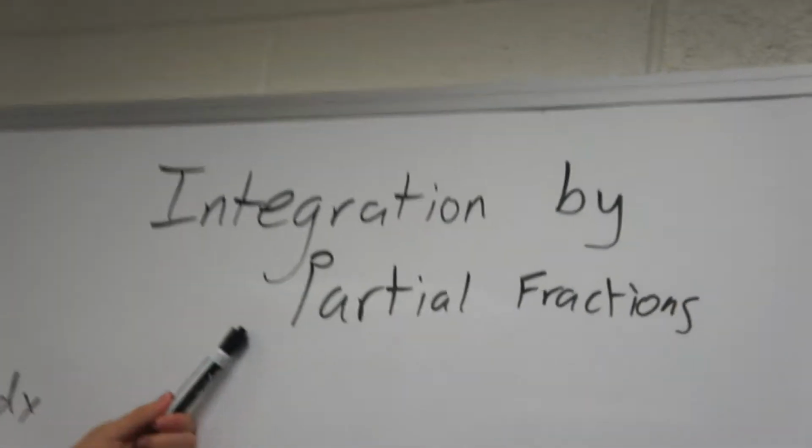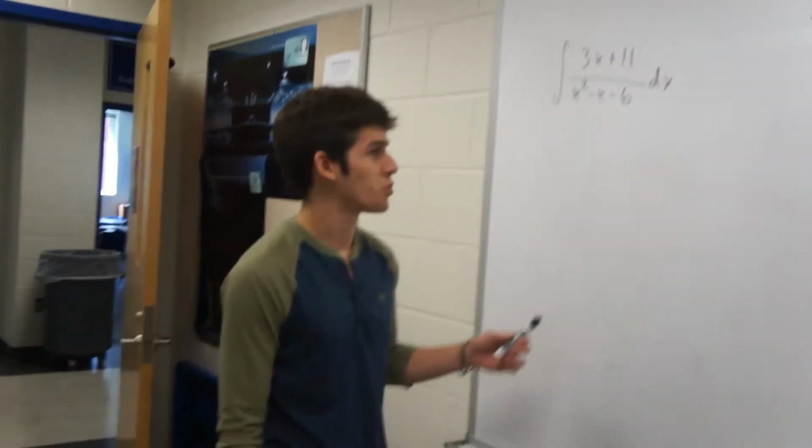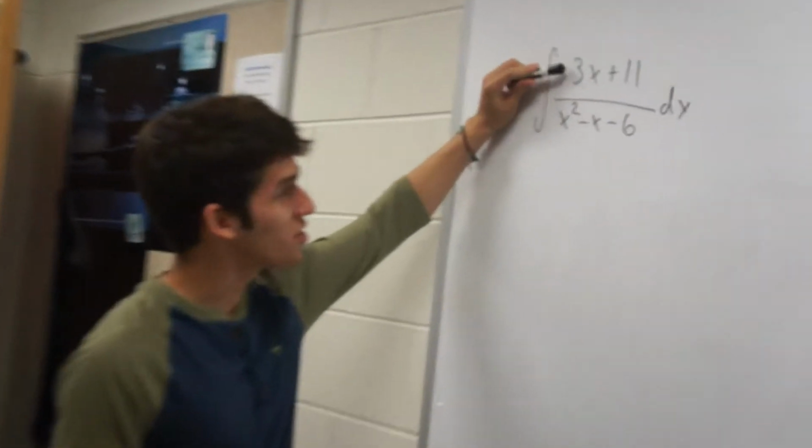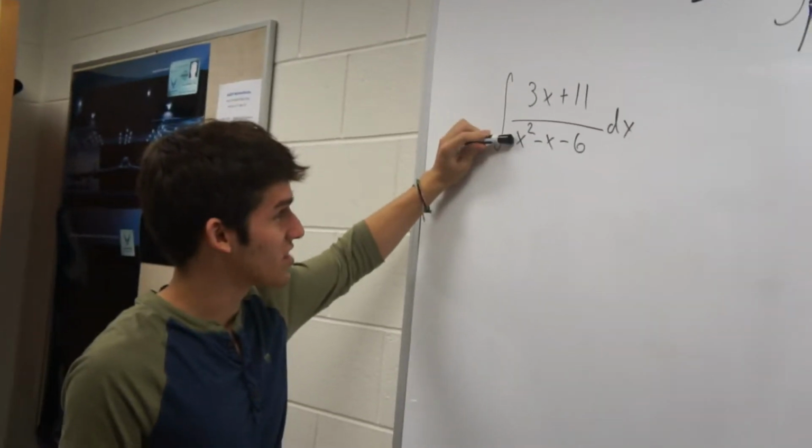What am I doing? What is this? Integration by partial fractions? How do you do that? How would you start this? Well, I thought you would just start with U substitution. But you can't do that. Why not? Because this is not the derivative of this.